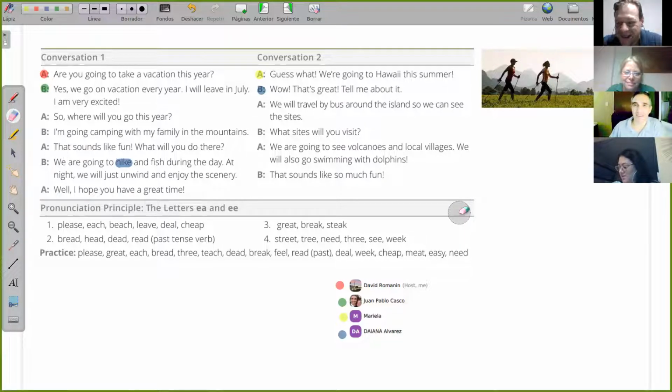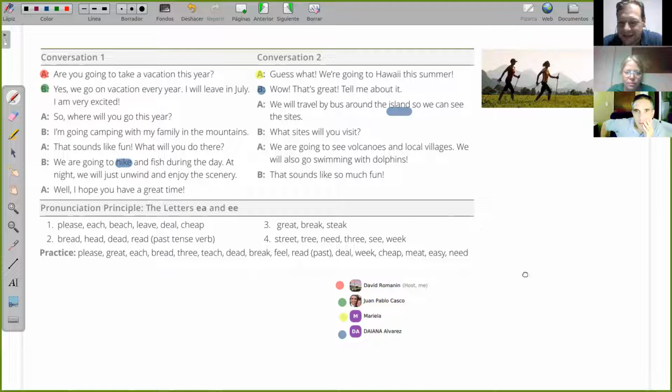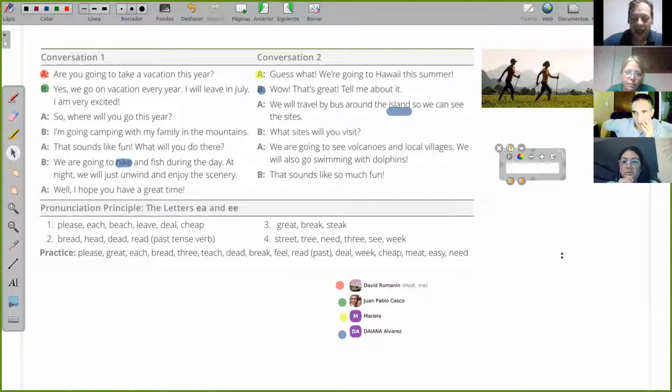Okay, what else? Oh, this one. I want to pay attention to this one. How would you pronounce this one? ¿Cómo la pronunciaría? Iceland. Okay, I will show you what Iceland is.